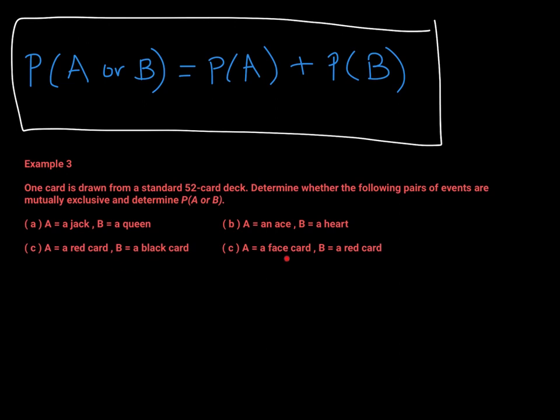A face card, remember a face card means a jack, queen, king, and that's it. And then you have a red card. Now, these are not mutually exclusive because this can happen at the same time. You can pull a jack and it be red. You can pull a king and it be red, right? Because both of these can happen at the same time, so they're not mutually exclusive.